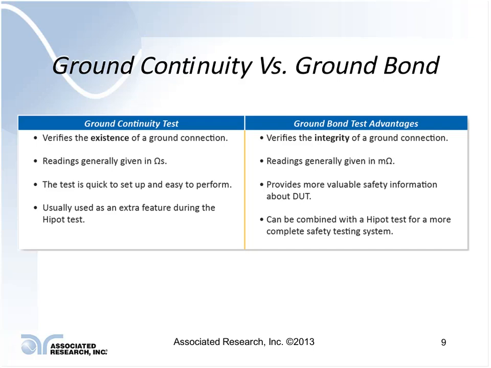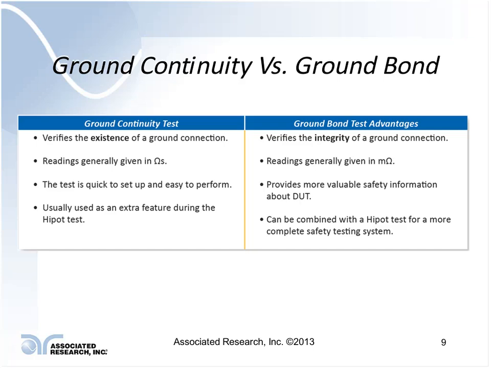And then the continuity test is usually used as an extra feature during a Hipot test. So a lot of times people will run a continuity and Hipot test in tandem. And the bonding test, I feel, can be combined with a Hipot test for a more complete safety testing system. Even when a bonding test isn't called for in the production line, I generally recommend it.